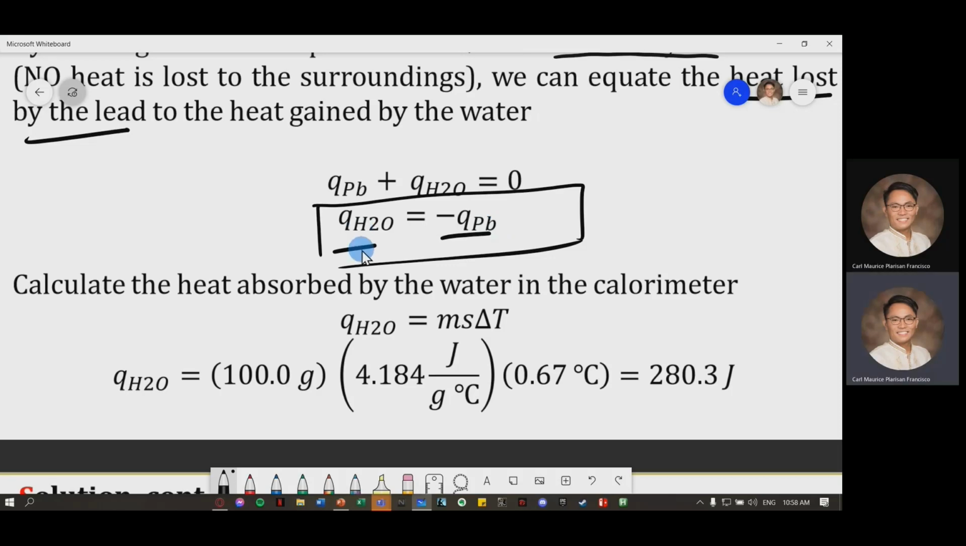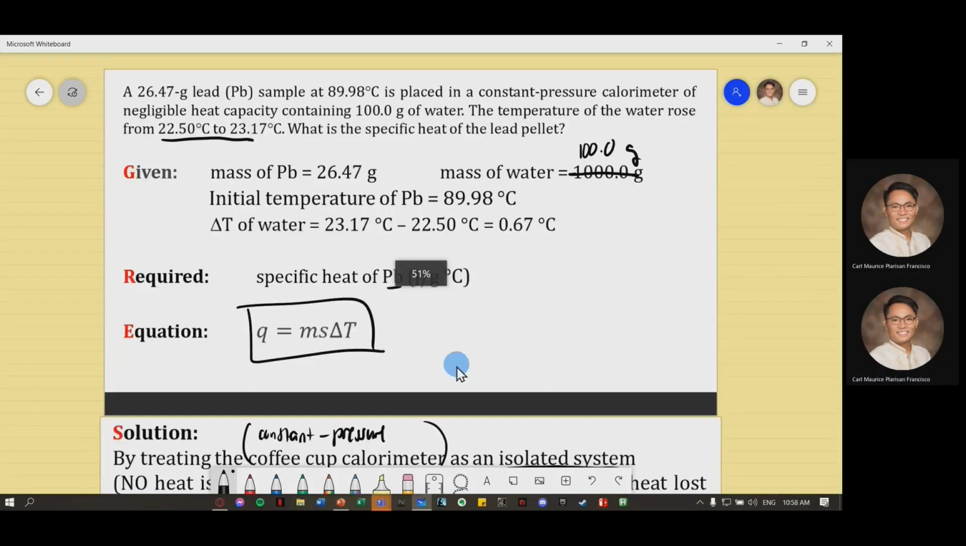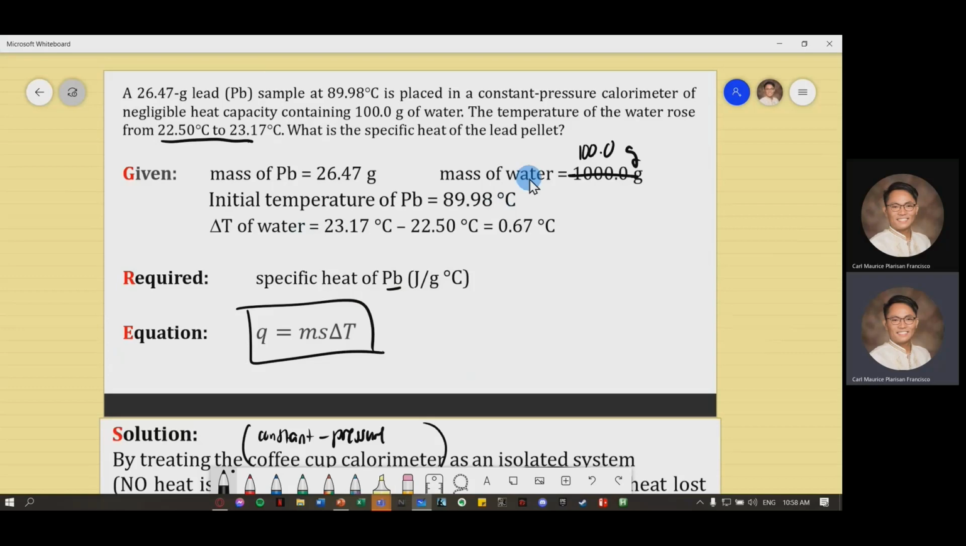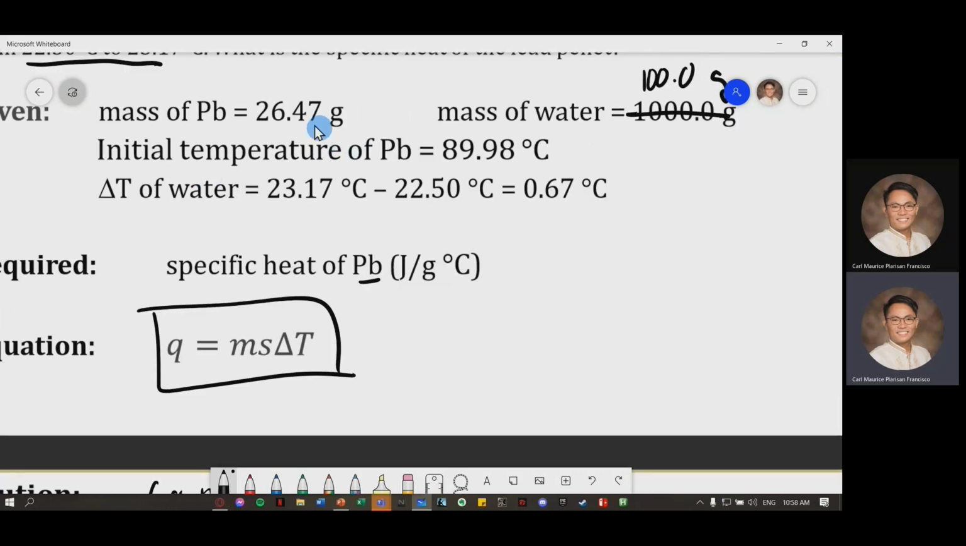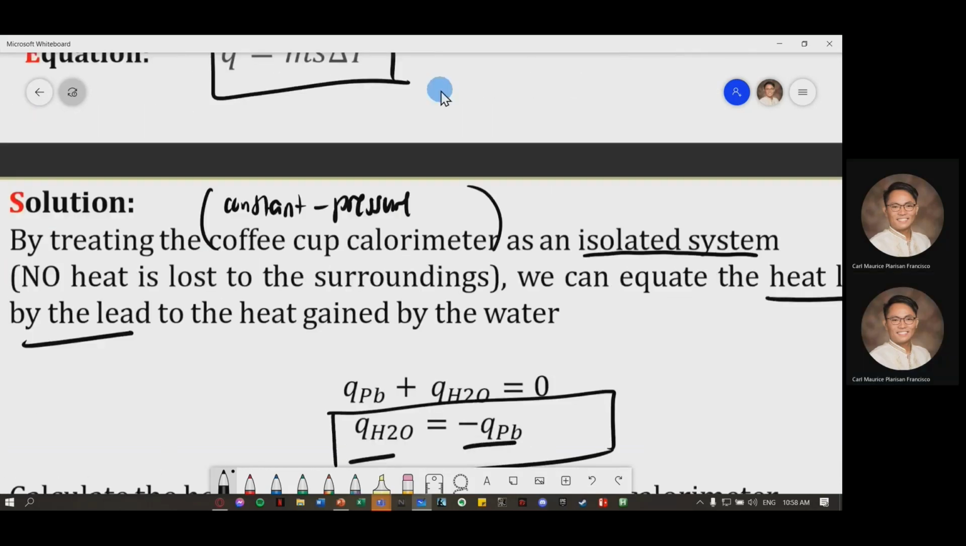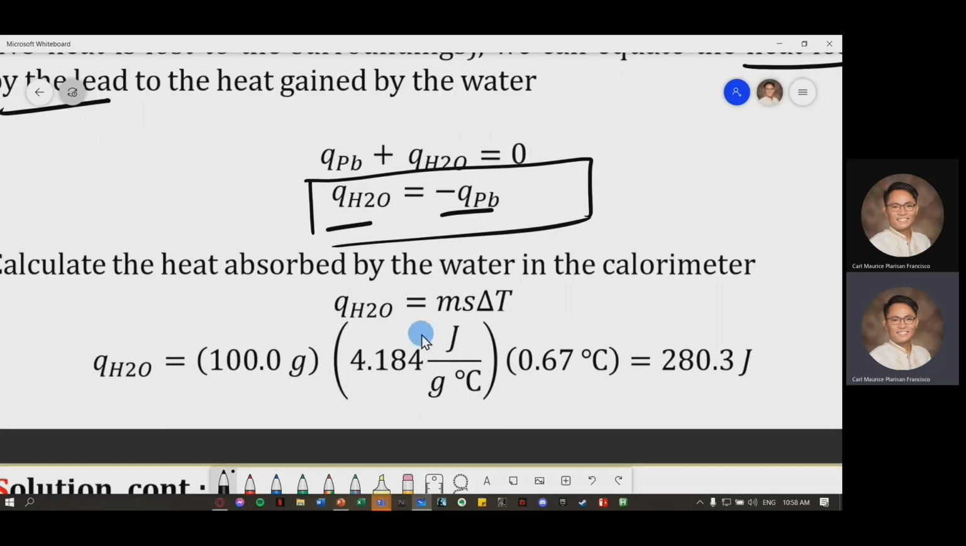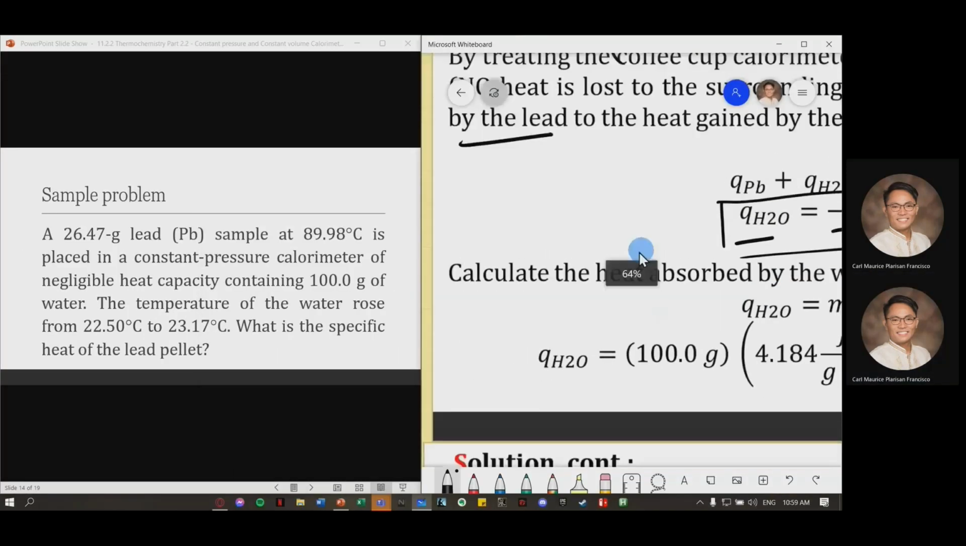We start with heat of water because look at the given. It's water, mass of water. Okay, so we can solve for ms change in T. Walang change in T ang lead. Ayan no, initial lang ang meron. Pero ang water meron, so pwede natin ma-change in T talaga yan. So we start with heat of water. Because when we solve heat of water, we can also solve for heat of lead. Ano, equal sila. So substitute, the mass of water provided by the problem is 100.